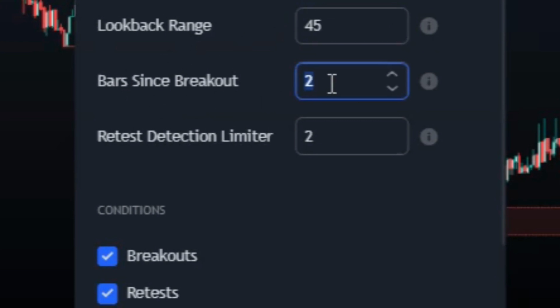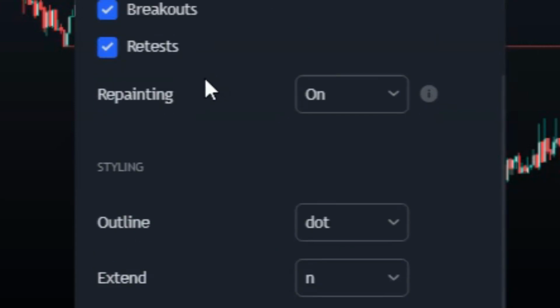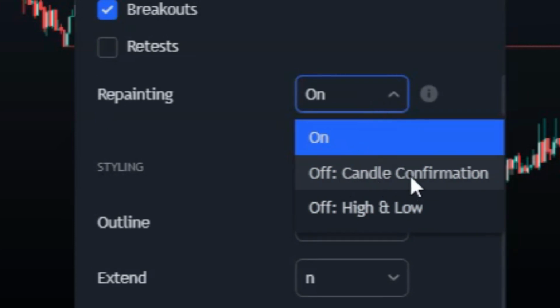Then we gotta change the number of bars since breakout to 3. Now we definitely gotta disable the retest options. And to avoid any repainting issues, we gotta change the repainting option to off and candle confirmation.